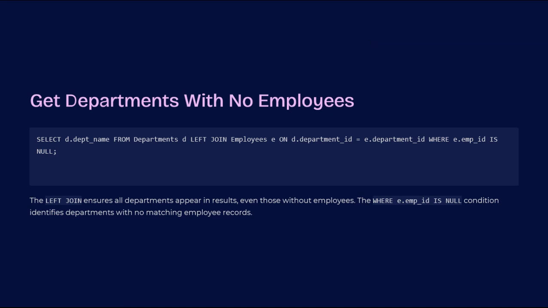Get departments with no employees. So the query will be: select d.dept_name from departments D left join employees E on d.department_ID is equal to e.department_ID where E.employee_ID is null. So the left join ensures all departments appear in the results, even those without employees. The where E.emp_ID is null condition identifies departments with no matching employee records.